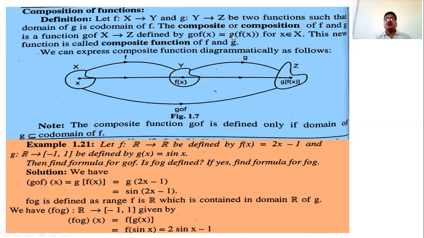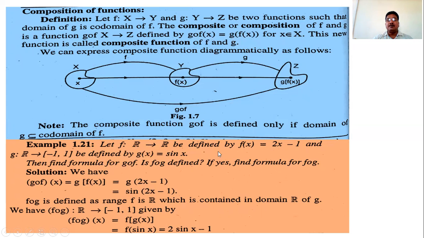g circle f is what? g of f(x). So this definition is important for all x belonging to X. So what is the definition of (g circle f)(x)? g of f(x). That is, find first f(x), the image of x, and then the image of this f(x) under g is the image of x under g circle f. So this is the definition: g circle f is g of f(x).